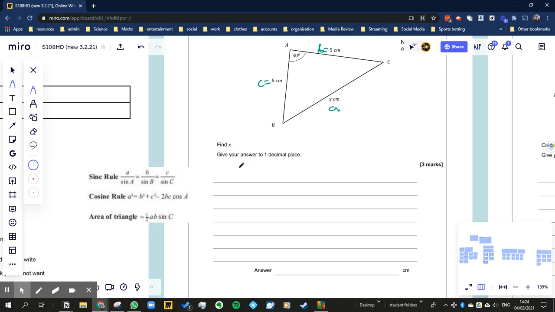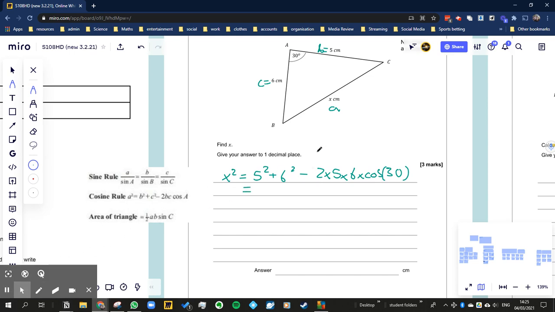So now we just have to sub the values in, and we'd have to rearrange it. So a squared, which is x squared, is equal to b squared. I'm not going to write all that out actually. We can see what the formula is over there. So let's just write x squared is equal to b squared, which is 5 squared, plus c squared, which is 6 squared, minus 2 times b, which is 5, times c, which is 6, times cos A. Cos A is cos 30. Okay, so we'll just tap that into our calculator.